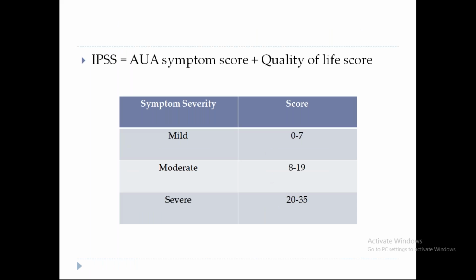So this score is the AUA symptom score plus the quality of life score. AUA is the American Urological Association symptom score. After calculating this IPSS score, we grade it into mild, moderate and severe. Mild is 0 to 7, moderate is 8 to 19, severe is 20 to 35.